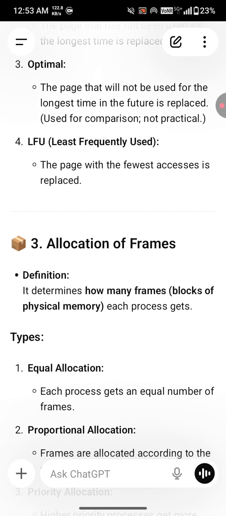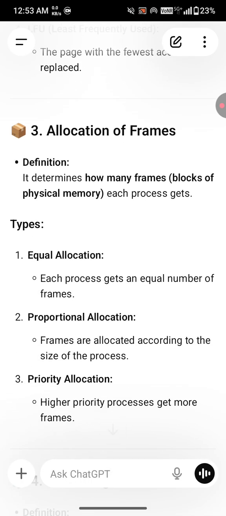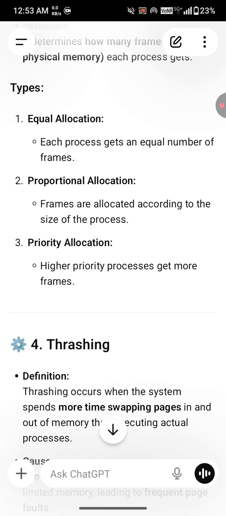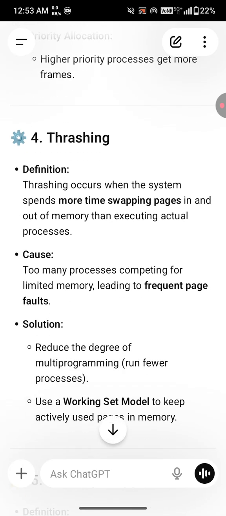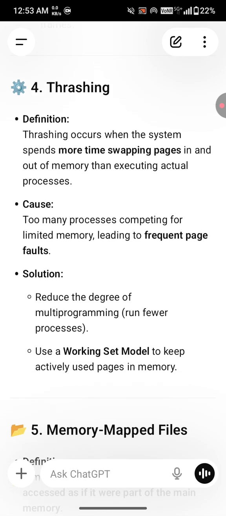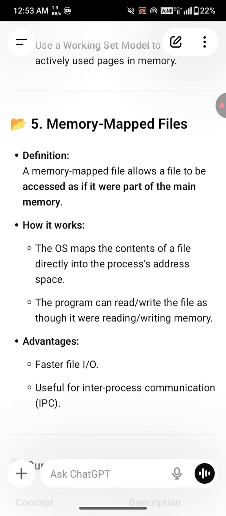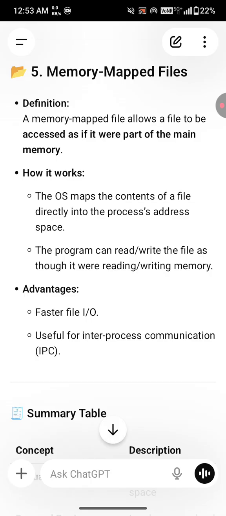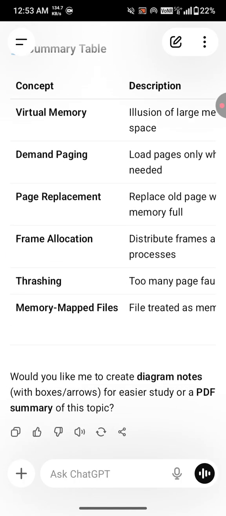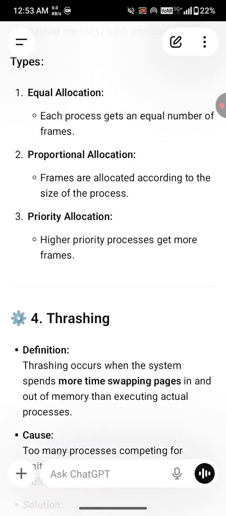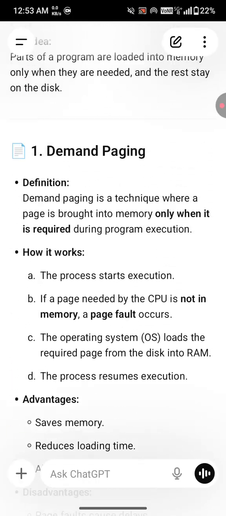And third is allocation of frames, the definition, types. Types are equal allocation, proportional allocation, priority allocation. Thrashing comes under thrashing: definition, cause, solution. And after that in point 5, memory mapped files are also given, with the definition of memory mapped files, how it works, advantages, summary. So just reading this syllabus theory.